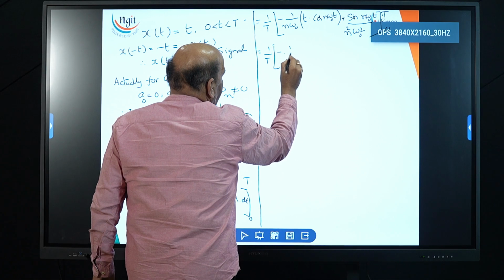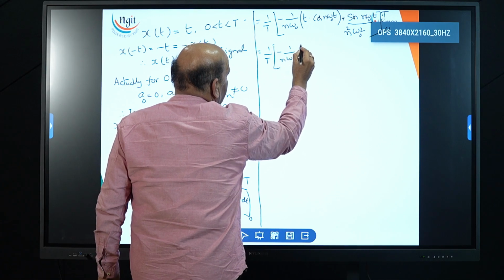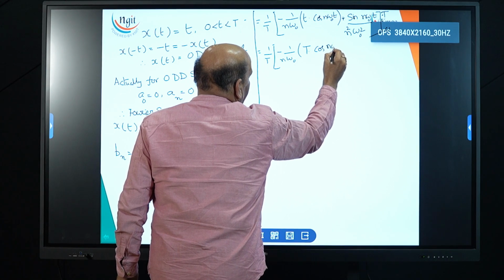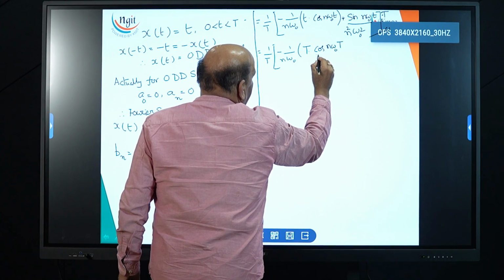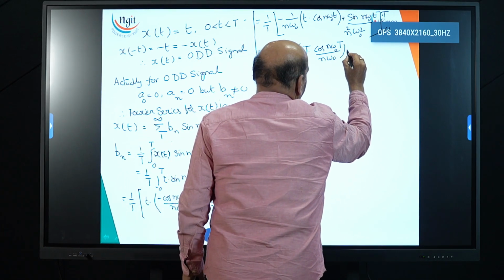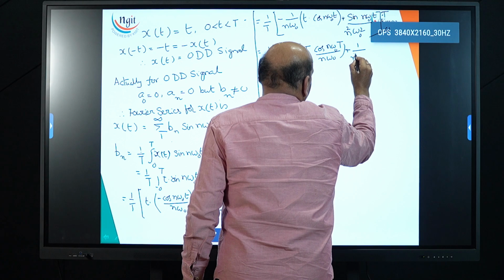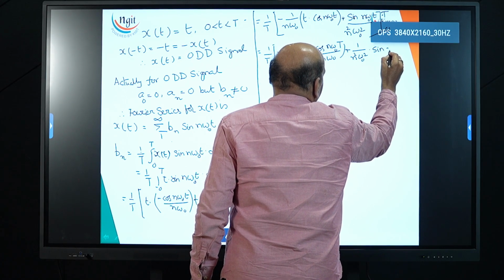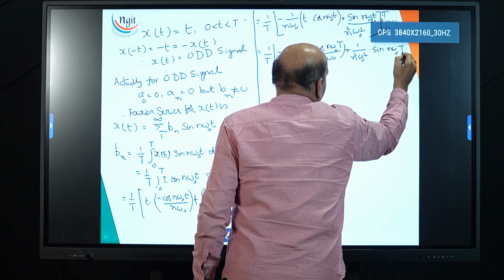Now just look at it. Substitute 1 by t into minus 1 by n omega naught. Wherever there is small t, replace it by uppercase T. Uppercase T is the time period, small t is the variable. Then n omega naught plus 1 by n square omega naught square into sine n omega naught t.